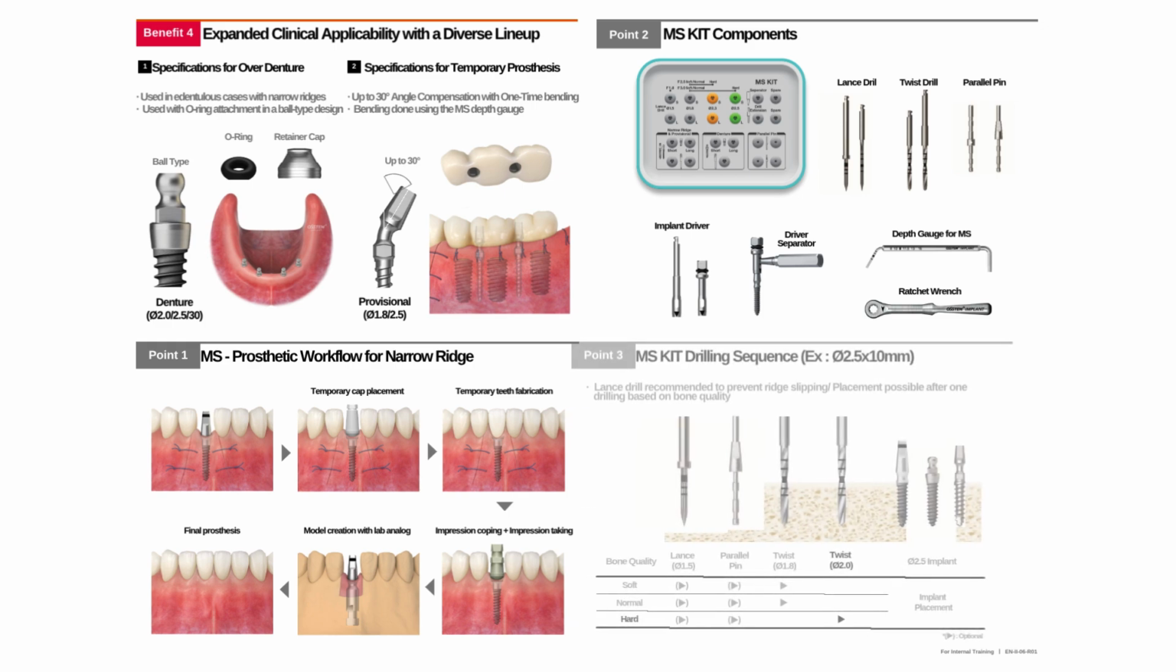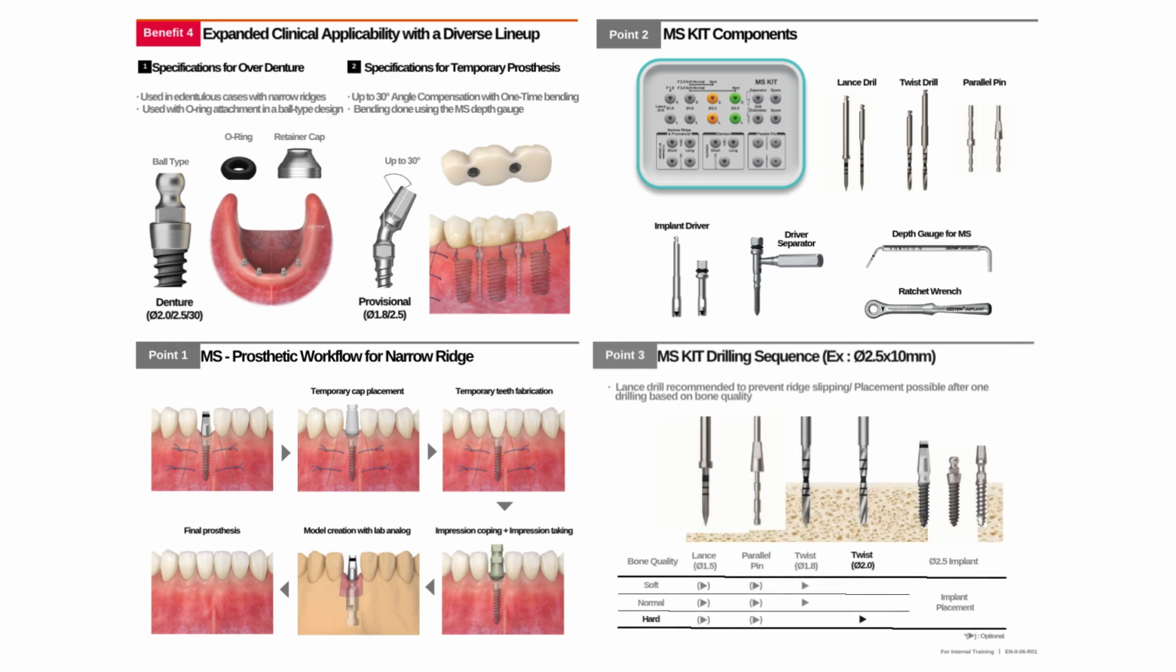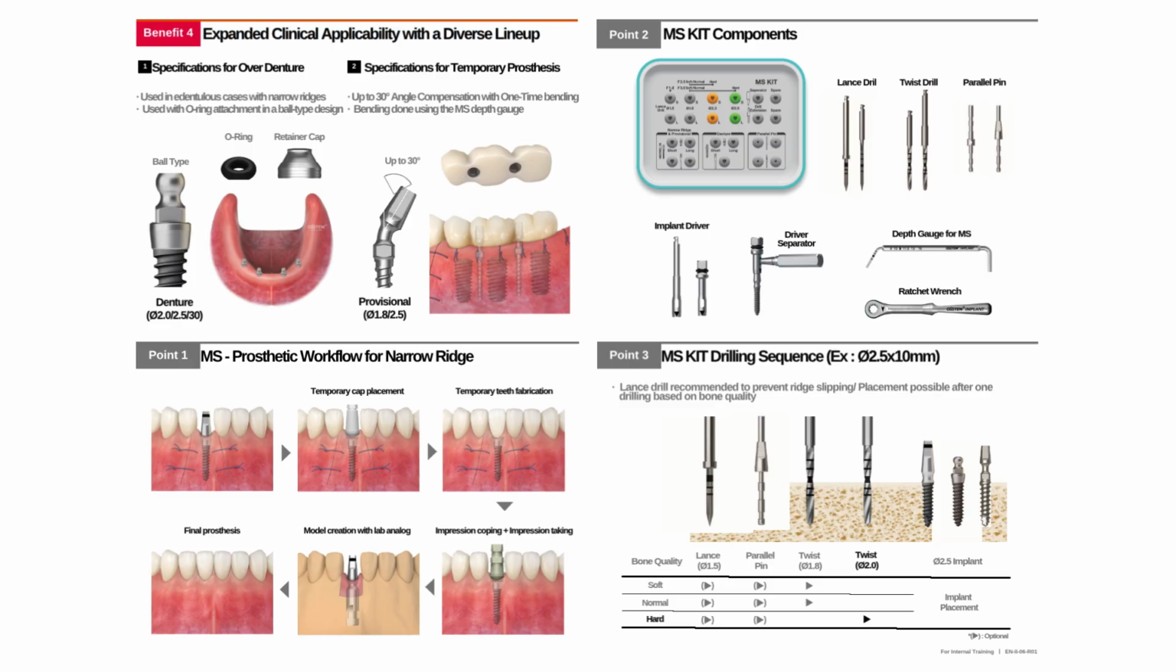The image illustrates the drilling sequence for the 2.5 mm diameter implant as an example. Depending on the bone quality, the lance drill is optional, but its use is generally recommended whenever possible. This is because starting directly with the twist drill may cause the drill to slip, whereas the lance drill helps establish the correct position, angulation, and depth. It is also helpful to use the parallel pin to verify the drilling direction and depth before proceeding further. After that, the osteotomy can be completed with the final drilling step according to the bone quality.